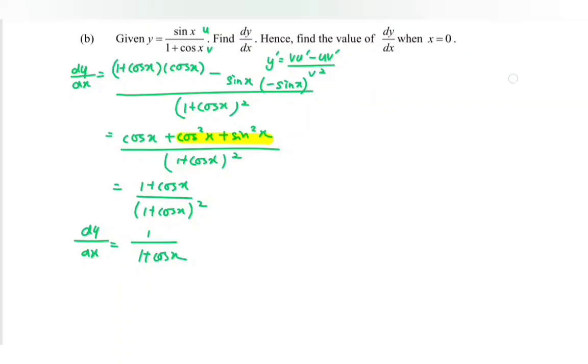So now continue when x is equal to 0. If we substitute cos 0, we will have 1. So dy/dx is equal to 1 over 2, where the gradient is equal to 1 over 2.